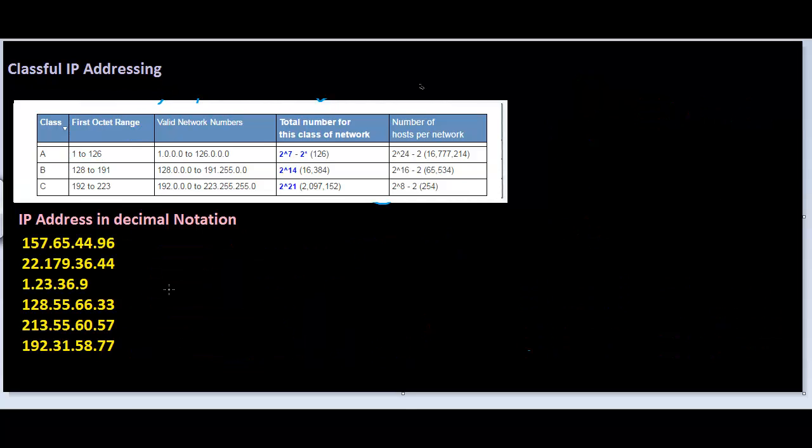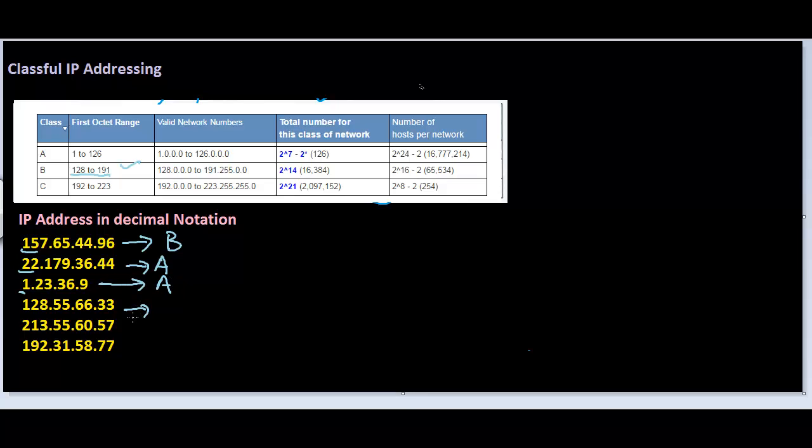Okay, let's solve these few IP addresses and try and find out which class they belong to. Okay, so this first one, the starting octet is 157, and 157 would be a class B IP address because the value for class B is between 128 to 191, right here, 128 to 191. So this is a class B IP address. 22 would be a class A IP address because the starting octet has a value between 1 and 126. This is starting with 1, right? So this would also be a class A IP address.